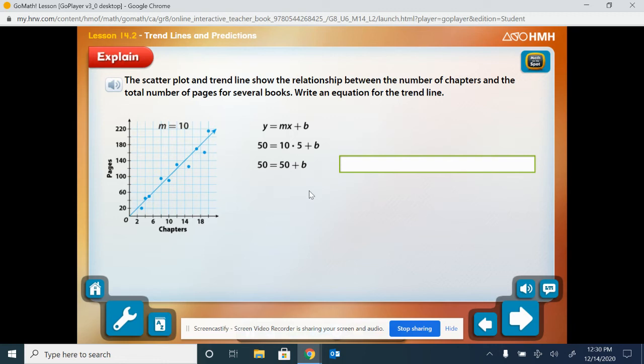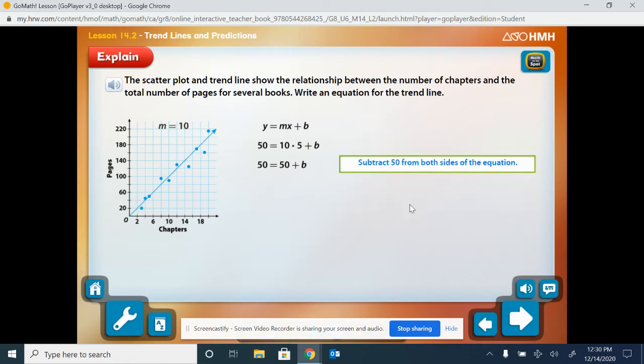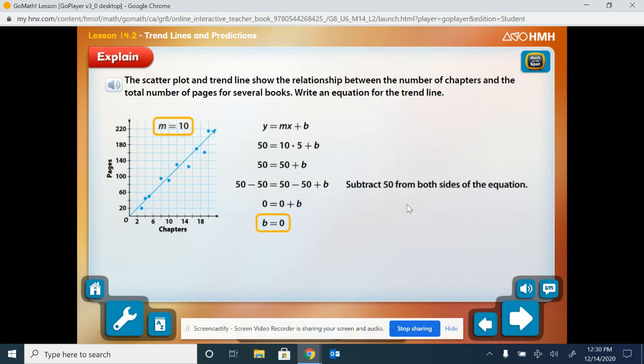What is the next step in solving for the value of b? And remember that the equation for the line is y equals mx plus b, and we want to get the b alone, so we want to subtract 50 from both sides. Excellent! Because 50 appears on both sides of the equation, subtracting 50 simplifies the equation and solves for b. You have used the trend line to solve for m and b.